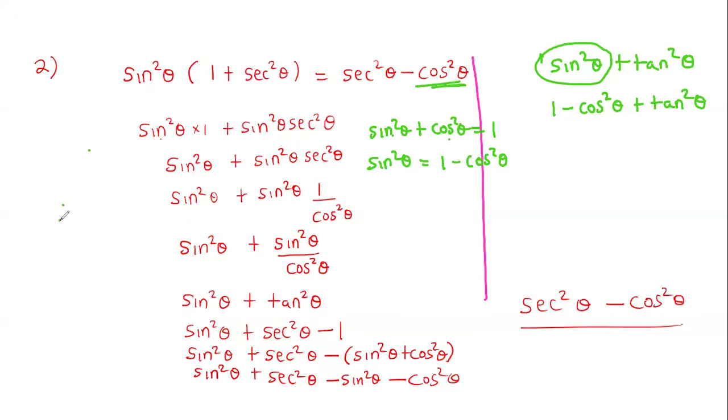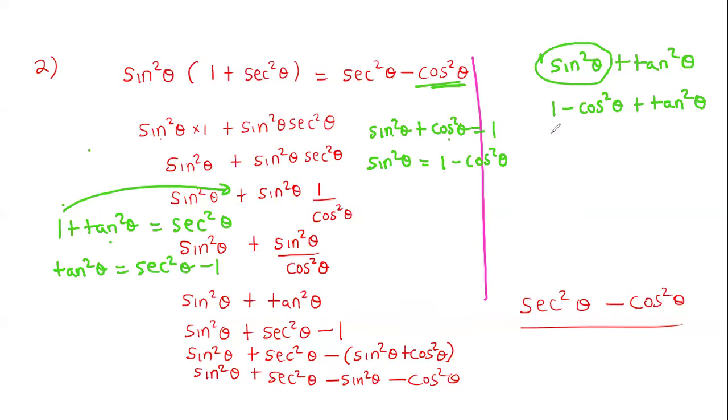You know that 1 plus tan squared theta is the same as sec squared theta. But I want tan, so I take the 1 to the other side. That means tan squared theta is the same thing as sec squared theta minus 1. So where there is tan, I'll put this.